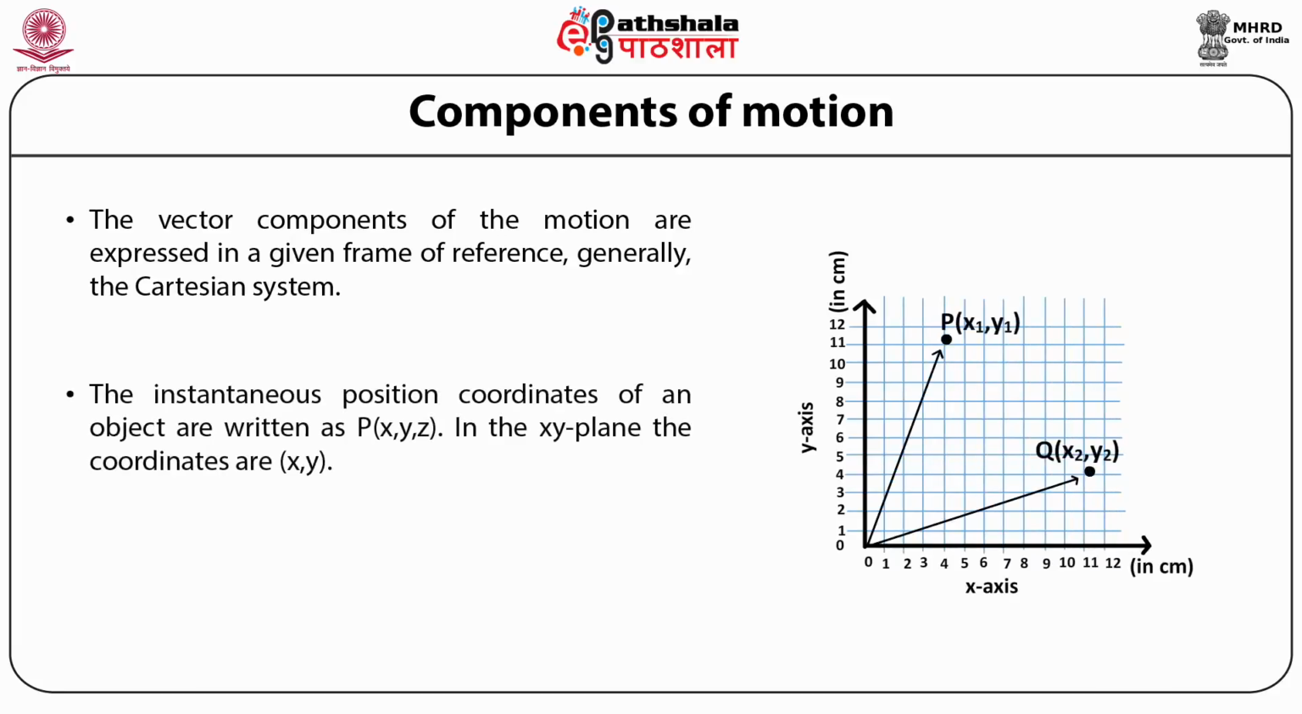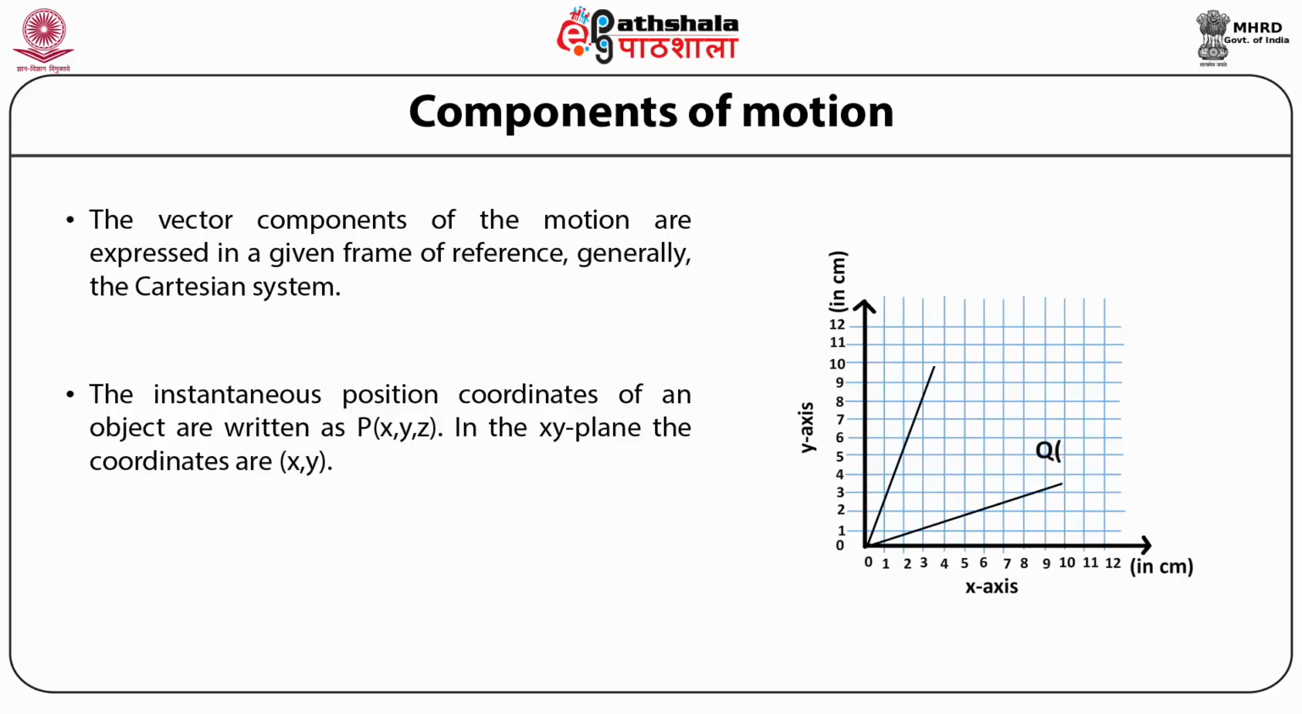The instantaneous position coordinates of any object are written in terms of x, y, z, for example, in three-dimensional space, or in the xy plane, the coordinates are simply x, y. In this picture here, you see the positional coordinates of a body which happen to be at point P at certain time t, and at a later time, let's say t prime, it happens to be at point Q.